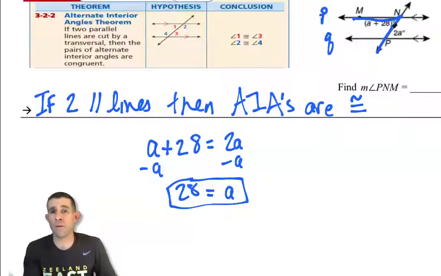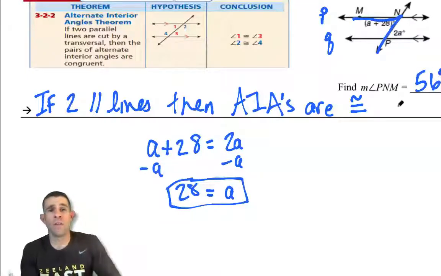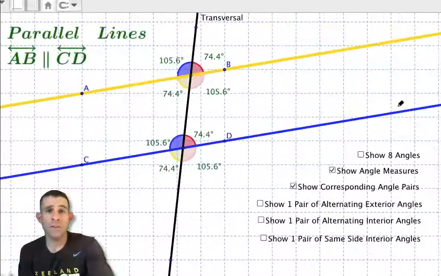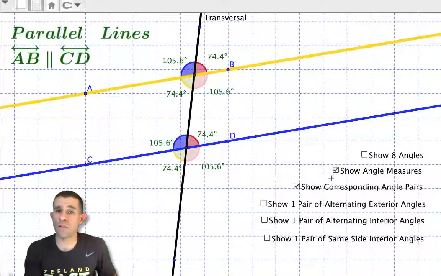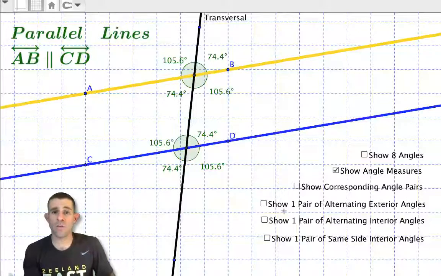That would be 28 plus 28, which gives me 56 degrees. Therefore, our alternating interior angles will also be congruent to each other. Now, just to show that to you, we're going to uncheck our corresponding angles, and we're going to put a check on our alternating interior angles.